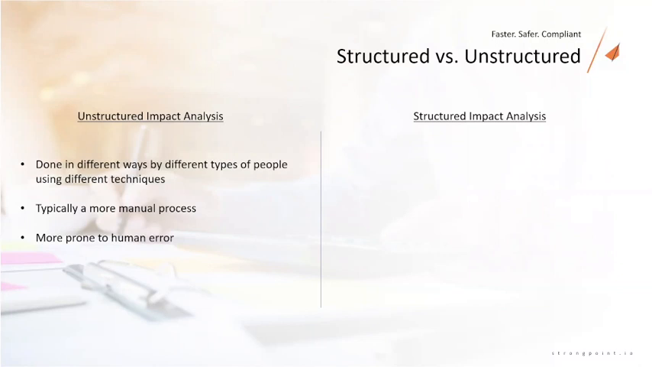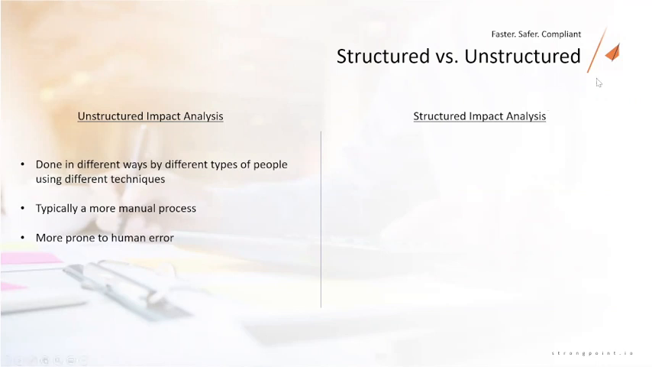Typically it's a much more manual process, and therefore, as mentioned in the first bullet, it's inconsistent, and it's also prone to human error. Even the best people out there will sometimes make mistakes. They'll overlook something, they'll miss it, right? So that's unstructured impact analysis, and the biggest piece is that it's just done differently by different people from one change to the next, and that brings in an additional level of instability to the changes being made inside the org.